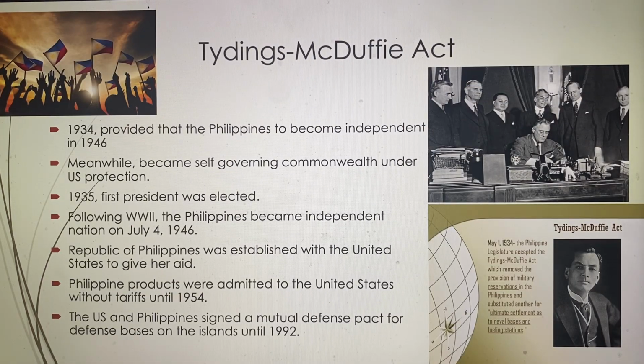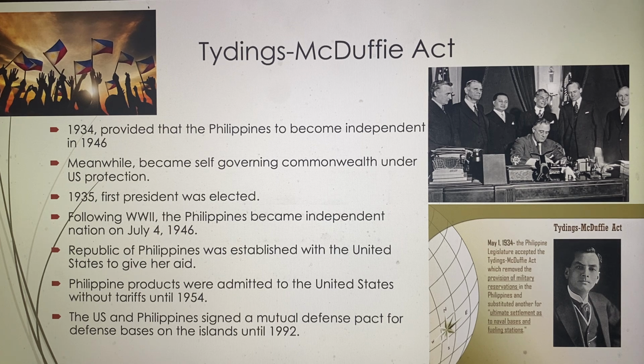The Tydings-McDuffie Act, another act, the second one. Remember the Jones Act. Now we have the Tydings-McDuffie Act. In 1934, this provided that the Philippines would become an independent country in 1946. Meanwhile, it would be a commonwealth under United States protection. So it's a commonwealth, which goes along with the Jones Act, until it could become independent. In 1935, the first president was elected.